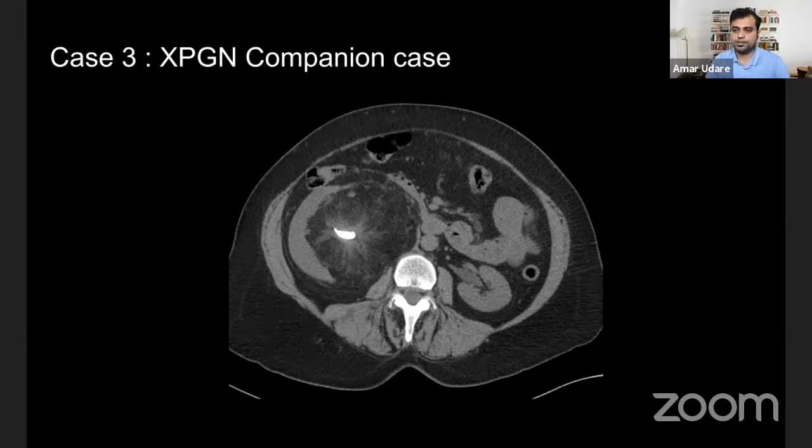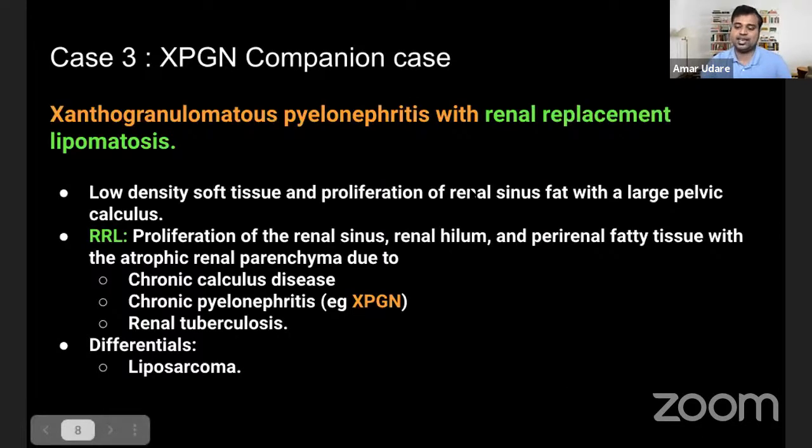So this patient had this condition for a long time. This is what is known as renal replacement lipomatosis, and it's commonly seen with xanthogranulomatous pyelonephritis. There is low density soft tissue that's proliferating in the renal sinus. It can be in the perirenal fat as well, and the common causes include chronic calculus disease, any form of chronic pyelonephritis, which is most commonly xanthogranulomatous pyelonephritis, and a differential in this case would be liposarcoma.